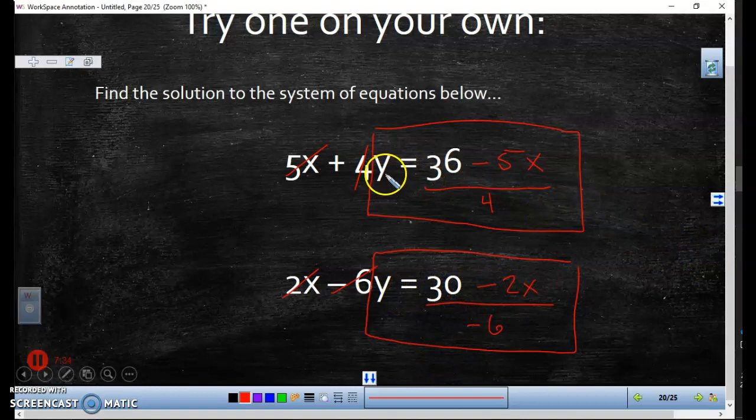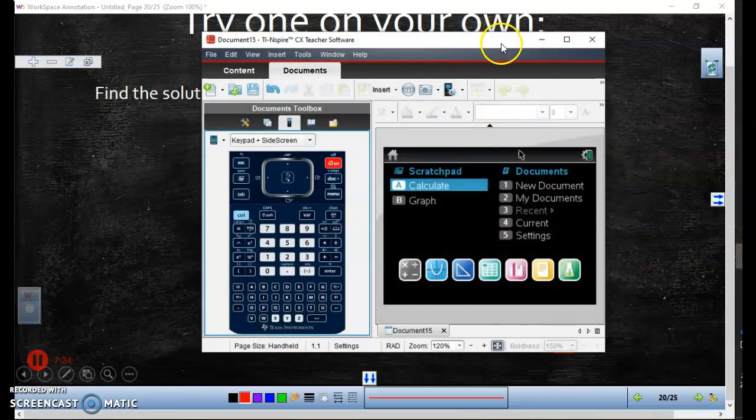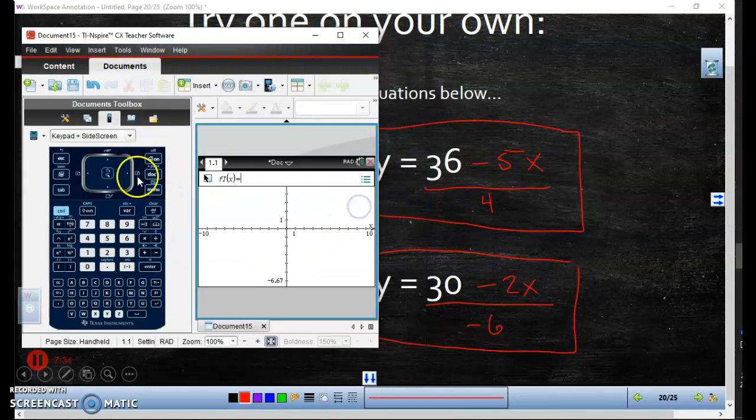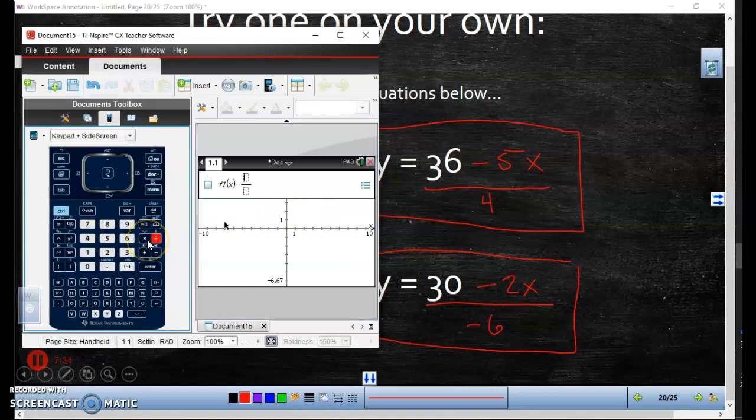Now that we have both equations as y equals, we open up our graph app over here on the calculator, and we plug them in. So my first one was y equals, well, I need a fraction, control divide. There's my fraction. And we get on top 36 minus 5x, and on the bottom, 4. Enter to graph it, tab for the next one, and another fraction. Control divide, 30 minus 2x on top, and on the bottom, a negative 6. Enter to graph it, make it a little bit larger, make it easier to see now that they're both graphed.